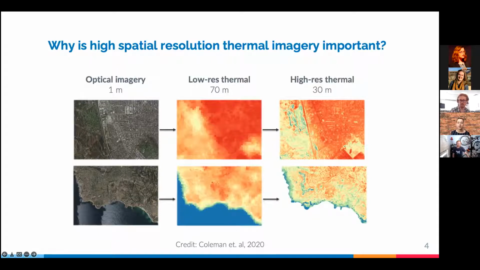This is in Los Angeles, where urban environments are very heterogeneous, making high spatial resolution thermal imagery incredibly valuable for studying urban heat islands, urban carbon cycle science, and just more generally, the impacts of climate change in urban areas. However, even this 30-meter spatial resolution is not high enough for some applications.